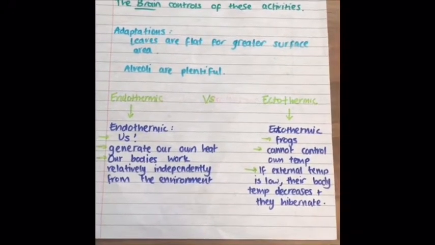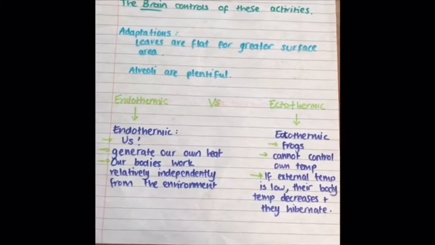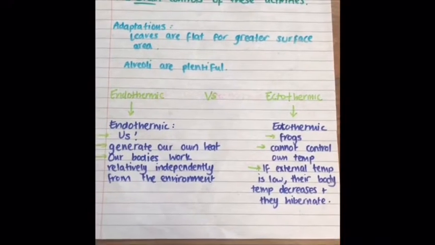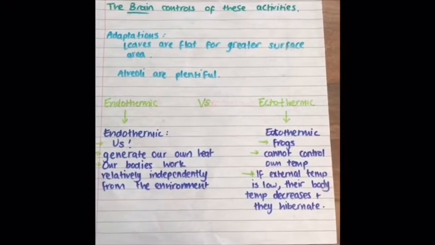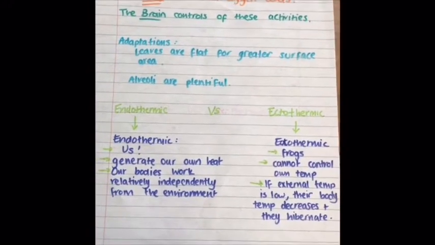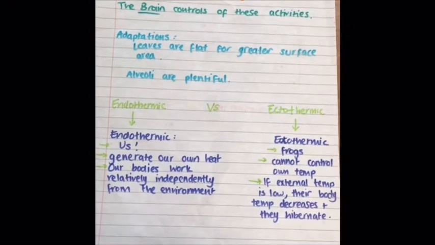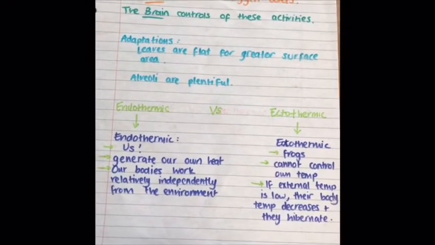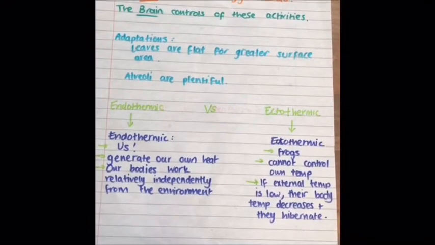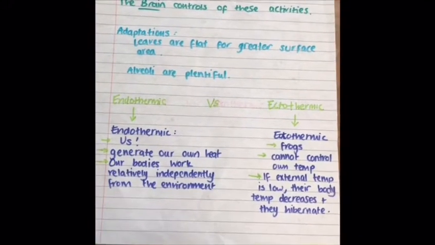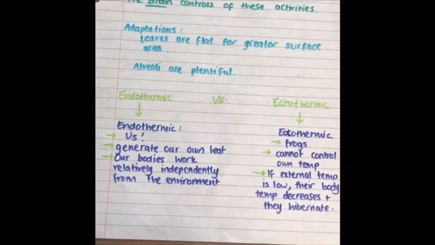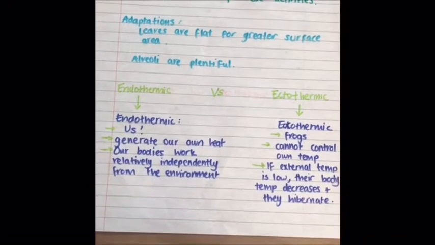When we talk about temperature regulation in animals, there are two types. We have endothermic. We are endothermic. Another way of describing it is warm-blooded. And we have ectothermic or cold-blooded. So endothermic basically means that we can generate our own heat, that our bodies regulate temperature without having too much input from the external environment. So we can keep our body temperature at 37 degrees approximately.